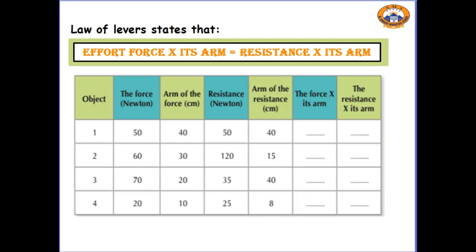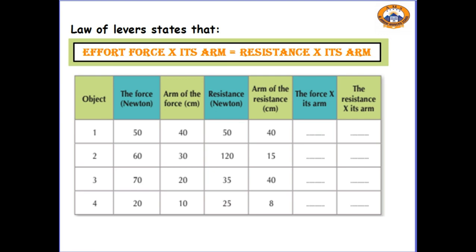So what is the law of levers? The law of levers states that the effort force multiplied times its arm is equal to the resistance multiplied times its arm. What does that mean? It means that if we multiply the effort force done by the person times the effort force arm, which is the distance from the fulcrum to that effort force, their multiplication product would be equal to the resistance force multiplied times the resistance arm.